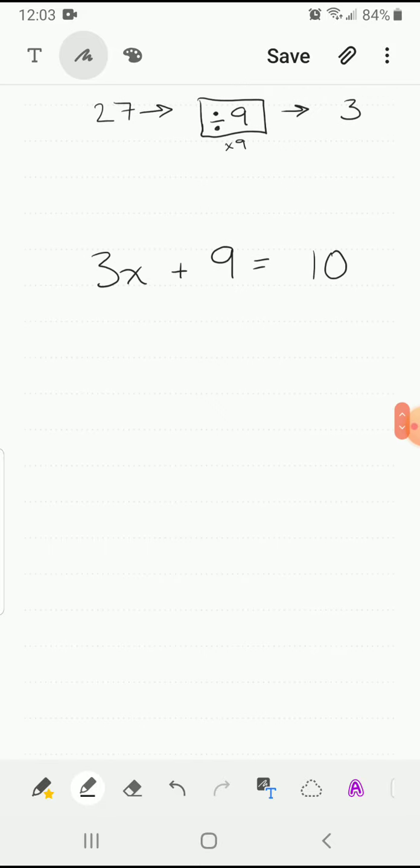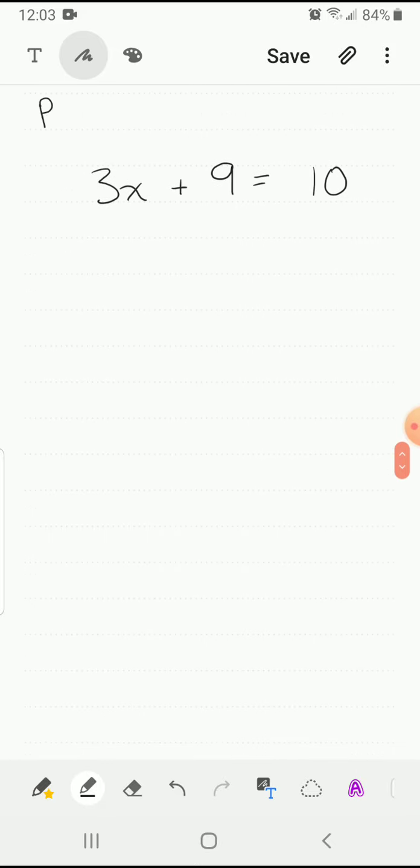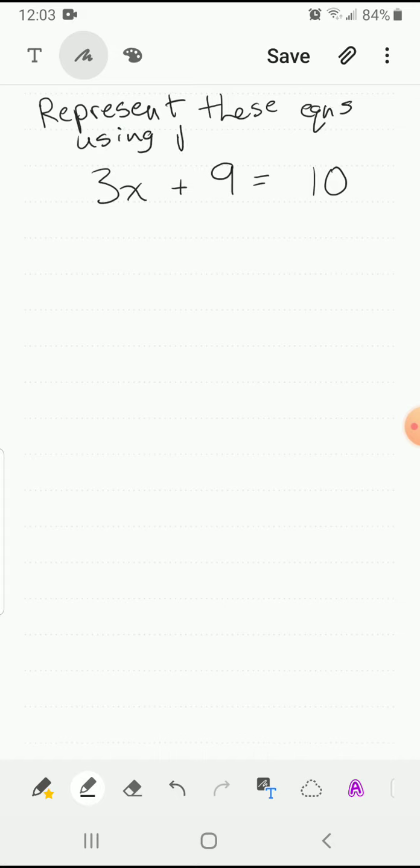Now we're going to look at some equations and we're going to convert them into these function machines. So let's say I had an equation like 3x + 9 = 10. And the question says, represent these equations using function machines.